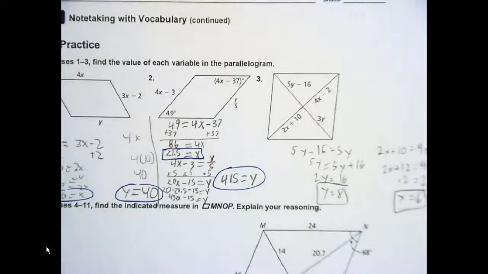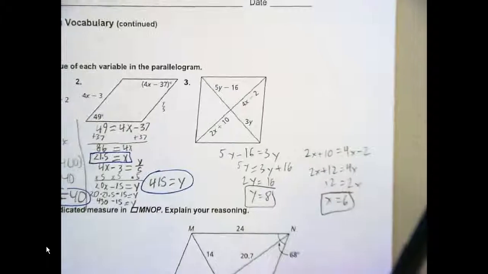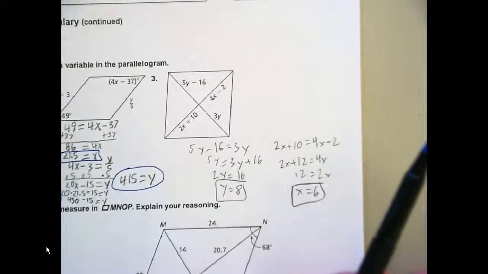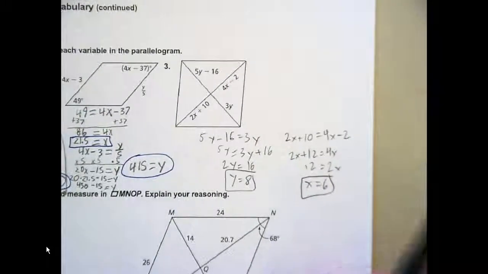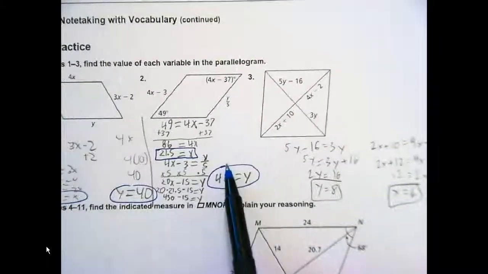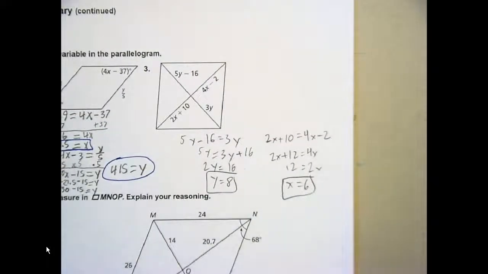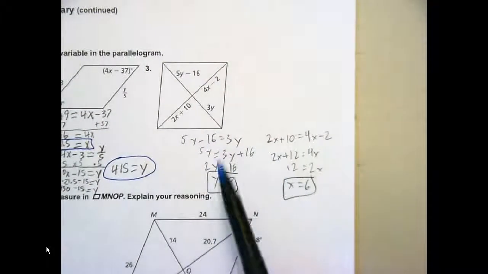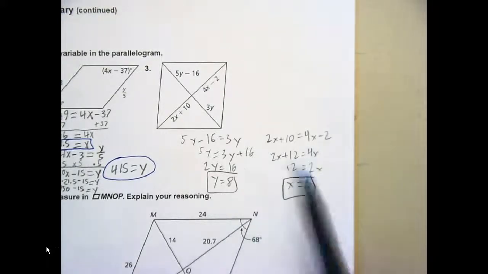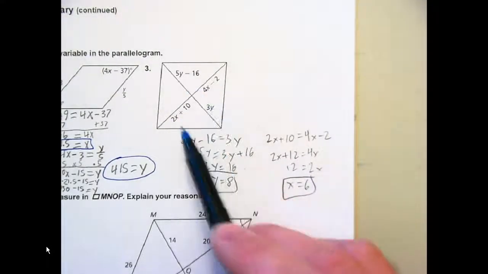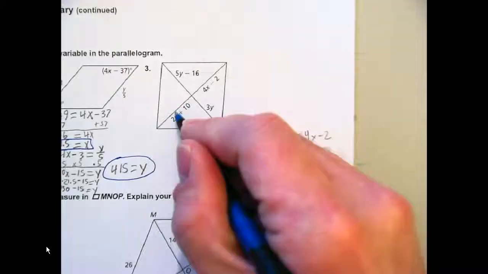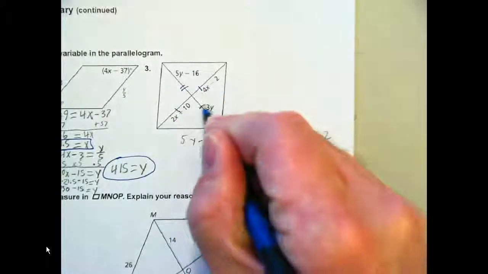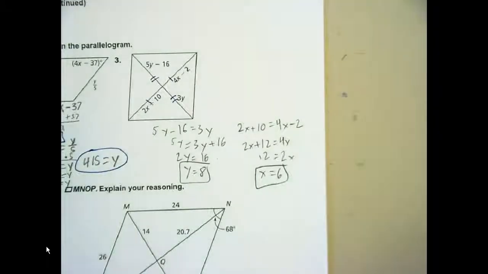Very good. Who did number 2? Isaac. Who did number 3? Alex did number 3. And so we get 8 and 6. Those are equal. Diagonals bisect, so you set them equal to each other and solve. Very good. There's your work.